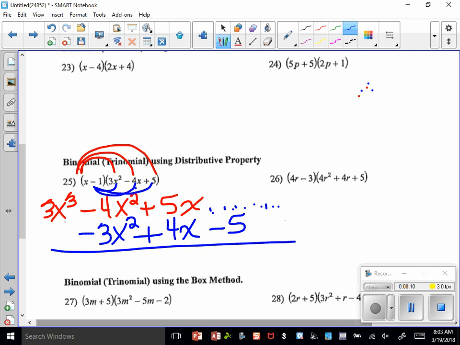Okay? So now I'm ready to bring down my 3x to the third, negative 7x squared. I already got them lined up, so all I got to do is add or subtract the coefficients, plus the 9x, minus the 5. Okay, and again, if you prefer to continue horizontally and combine them that way, you'll get the same answer. I just like it because they're already lined up. All right, let's do 26.